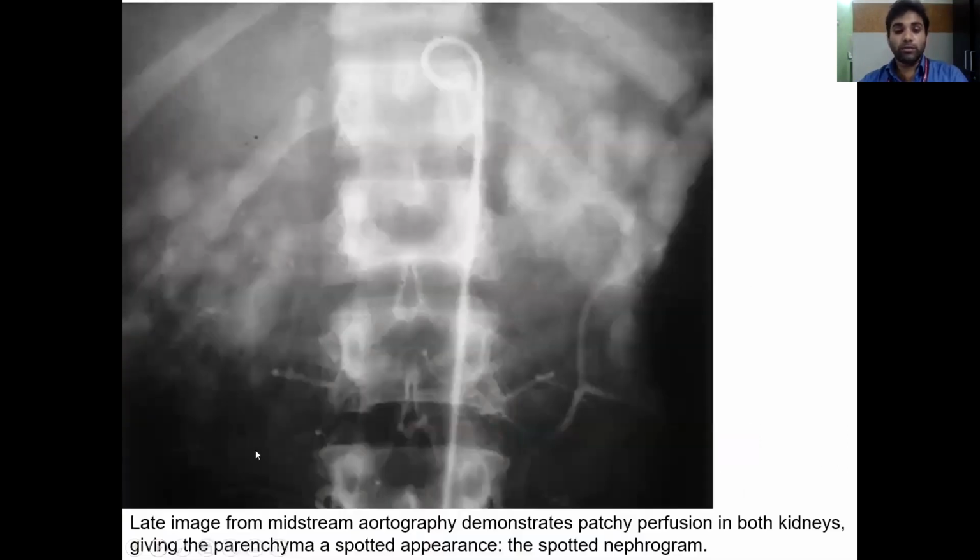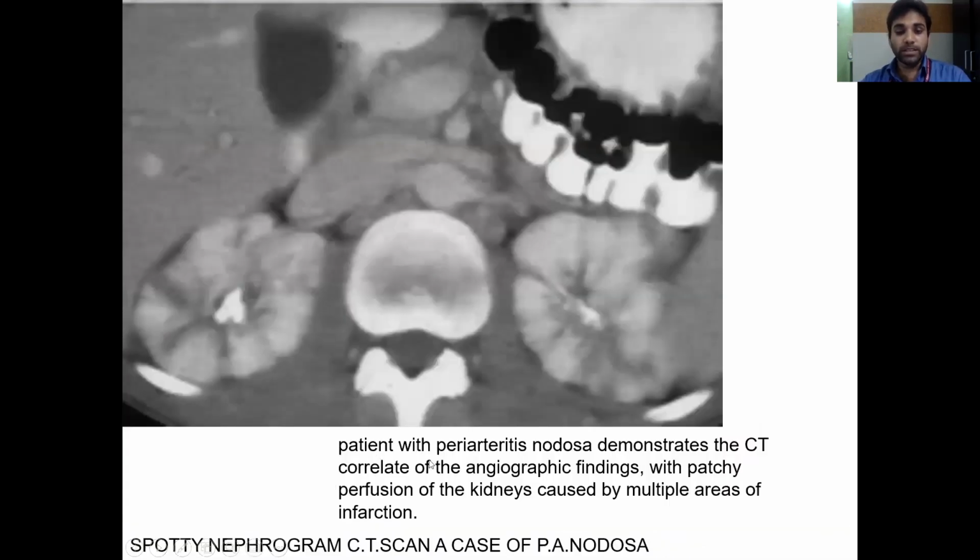Next one is spotted nephrogram. The late image from midstream aortography demonstrated patchy perfusion in both kidneys, giving the parenchyma a spotted appearance, the spotted nephrogram. Patients with periarteritis nodosa demonstrate the CT correlate of the angiographic findings with patchy perfusion of the kidneys caused by multiple areas of infarction. This is spotted nephrogram, CT scan case of periarteritis nodosa.